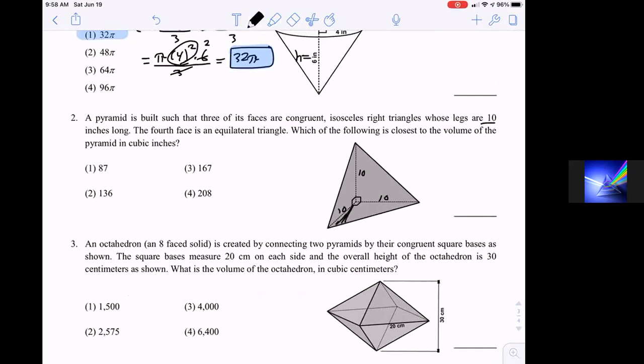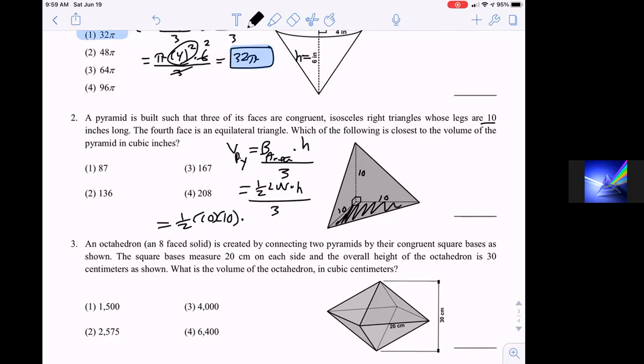So the volume of this pyramid is area of the base times height divided by 3. Area of the base is going to be a triangle, so we're going to have to go 1/2 base times height, or 1/2 length times width. Probably would be better to say it that way so it wouldn't confuse the base concept. So 1/2 length times width times height divided by 3. So 1/2, the length is 10, the height is 10, the width is 10, and then we're going to take all that and divide it by 3.